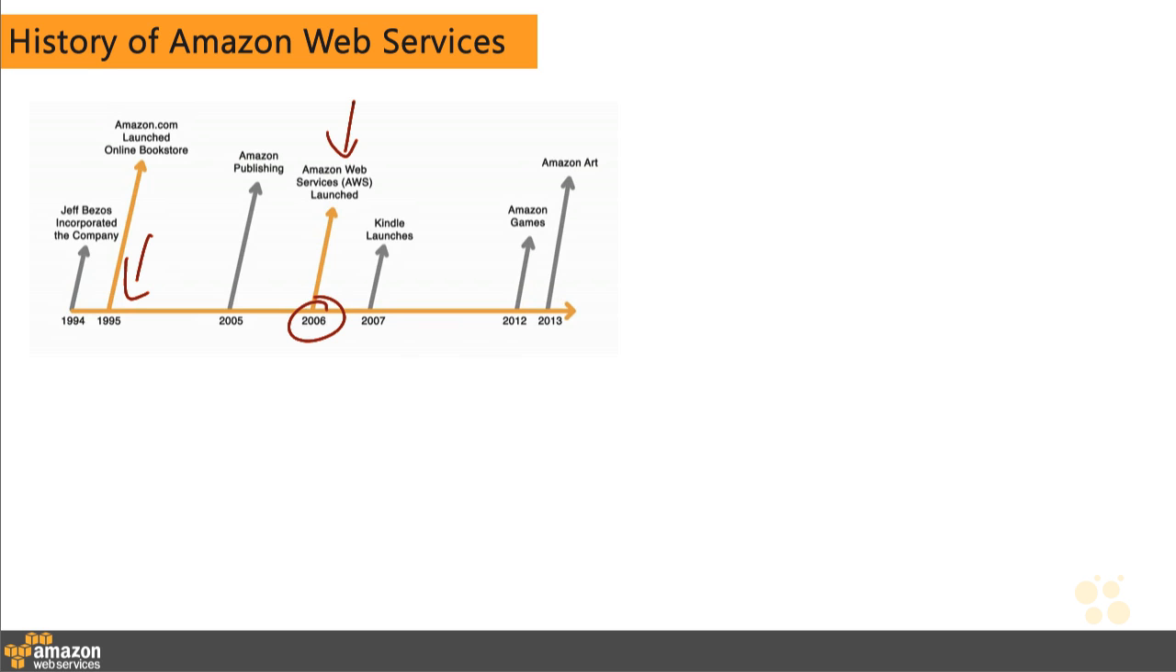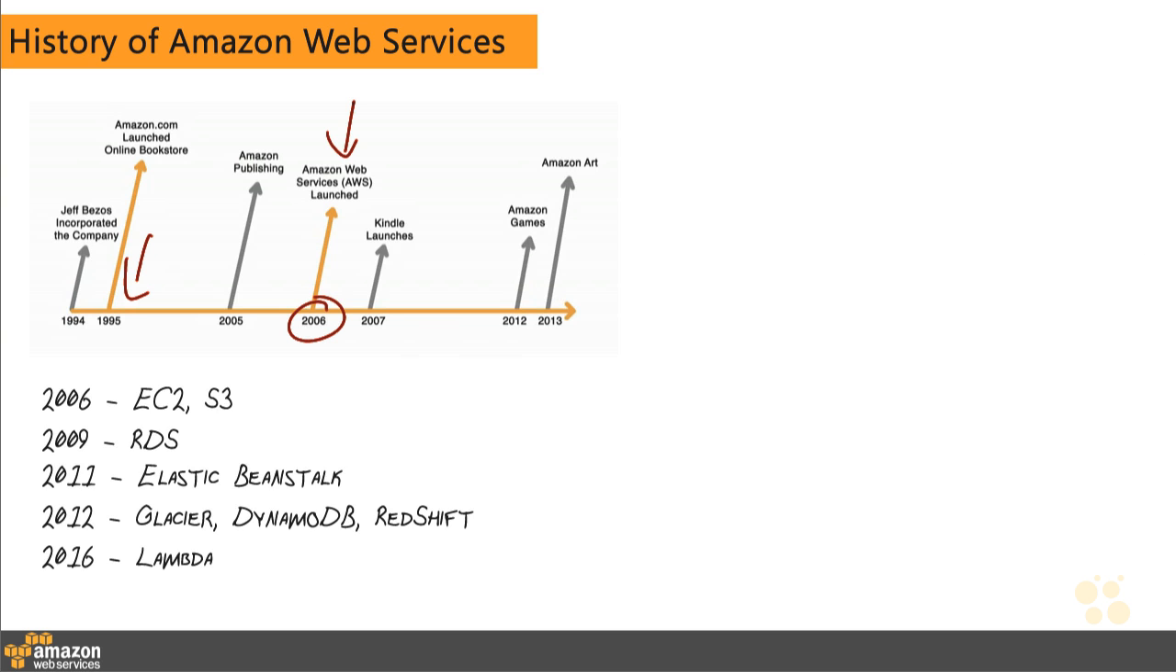And what's cool about Amazon Web Services is they have been continually growing and expanding it. So back in 2006, we saw the launch of some of their foundational services, EC2 and S3. Those are virtual compute machines and virtual storage. In 2009, we had RDS, Relational Database as a Service, available inside of Web Services. Elastic Beanstalk, Glacier, DynamoDB, Lambda most recently in 2016. And this is by no means a comprehensive list of services.